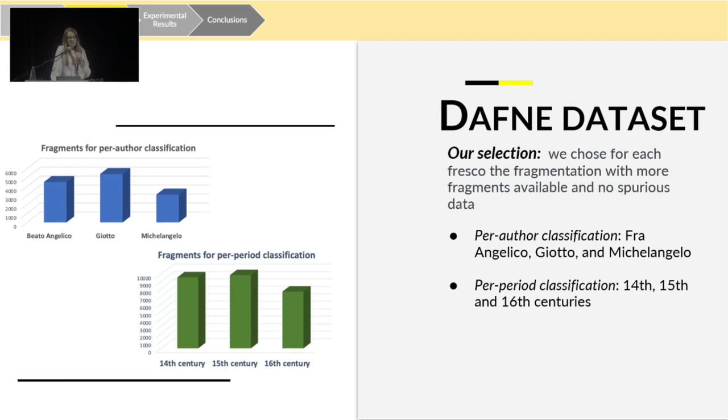In particular, the number of authors is not equally distributed in the dataset. So for this reason, we selected just the authors for which at least 4 frescoes with enough number of fragments were available, and so we selected Fra Angelico, Giotto and Michelangelo as authors, while for the task of period classification we selected the 14th, 15th and 16th centuries because the most suitable artworks belong to these periods.